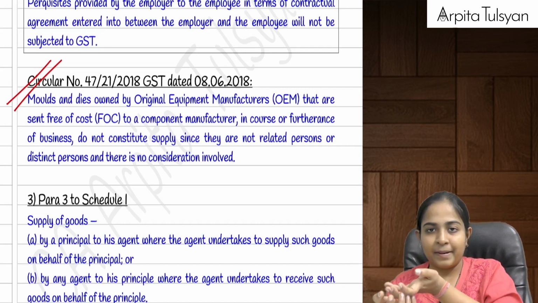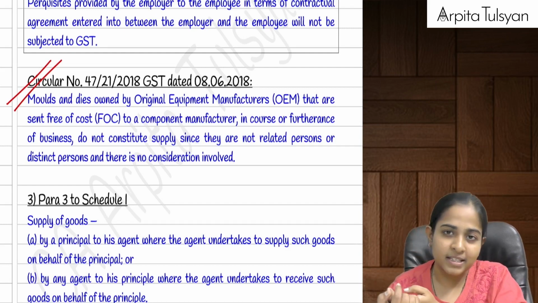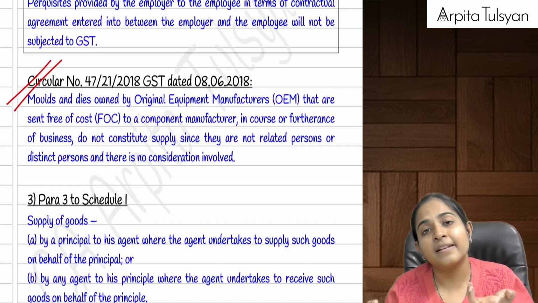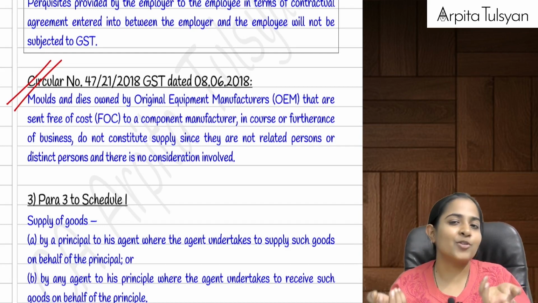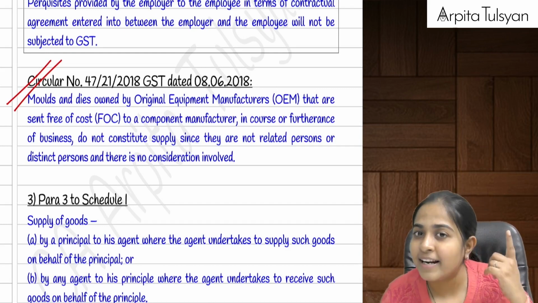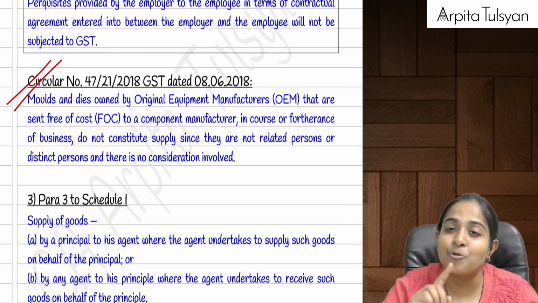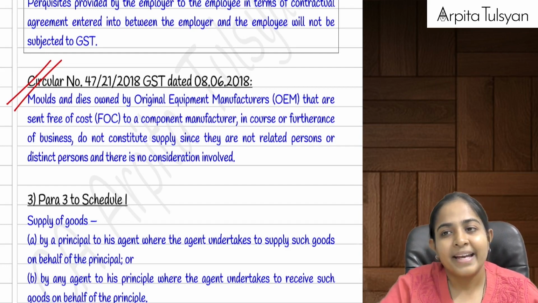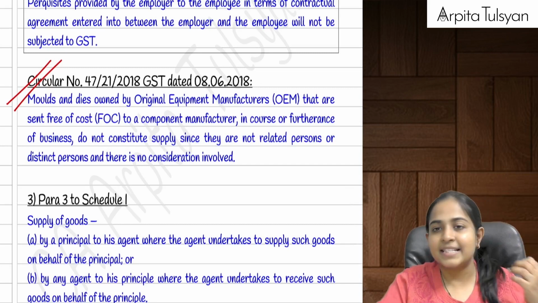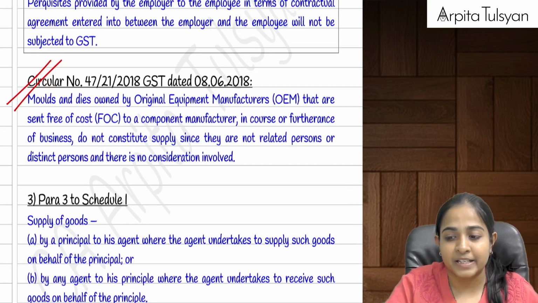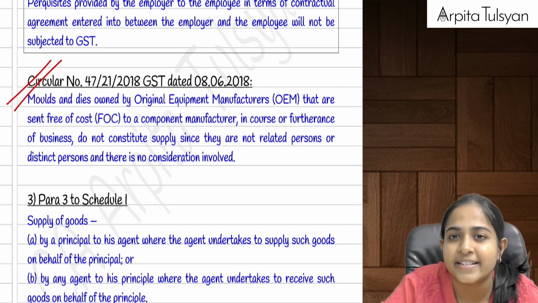There is a supply that was sent free of cost. There is no consideration. But are these two persons related persons? The answer is no. If these two persons are not related persons, can we say this is not considered a supply? Yes, because if the transaction is done between related persons without consideration, only then is it considered a supply.